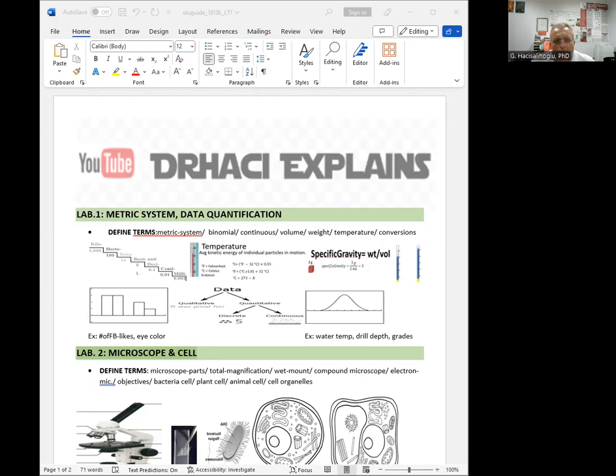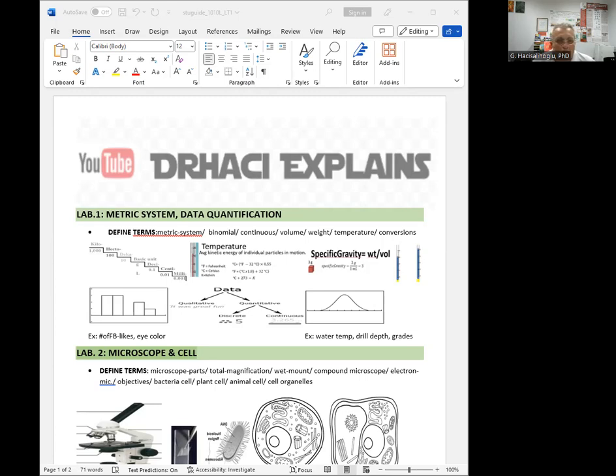So you should read from page 1 to 40 and review all the stuff. Lab 1 has a lot of introduction material and also has data types like binomial or continuous data, and also converting volume, weight, and temperature from the non-metric system to the metric system, right? So you should be able to do these.